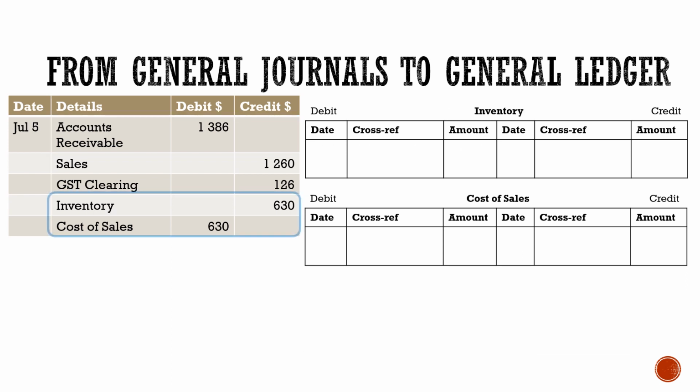In a credit sale, we also have the inventory and cost of sales accounts affected, which are corresponding entries for each other. In the inventory account, we can see that it was credited for the amount $630. And on the other side, the corresponding entry was the cost of sales, which is recorded in the cross-reference. And the date was the 5th of July. And lastly, in the cost of sales ledger account, it was debited $630. And the cross-reference was the inventory. And lastly, the date, 5th of July.